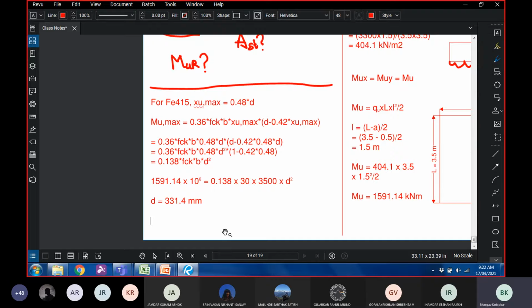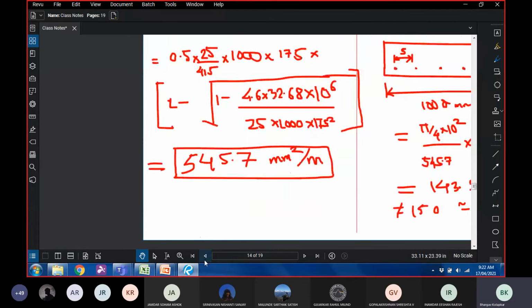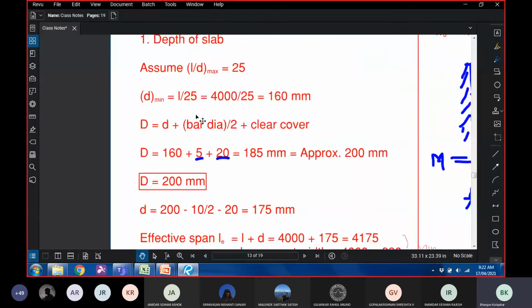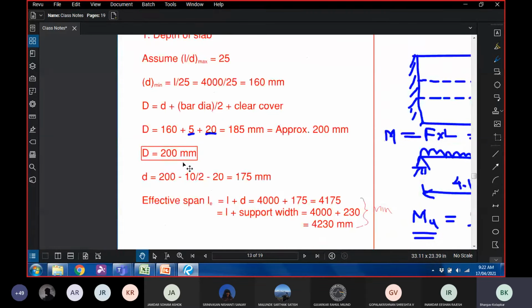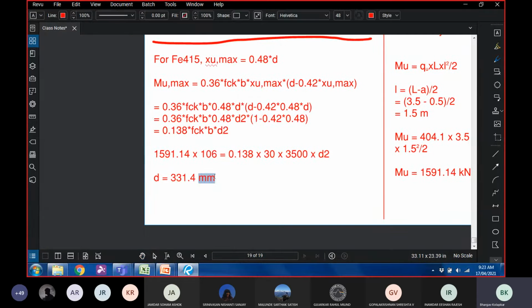Now, just like we did in slab, we found out what was the span to depth ratio. We got the minimum value of D. There's no need for us to imagine that. We already have everything. So we found out what is the minimum depth, 160 mm. Then we found out what is the capital D, and we just back calculated what is the actual effective depth that we have provided. So minimum effective depth is 331. We have to calculate the minimum depth.